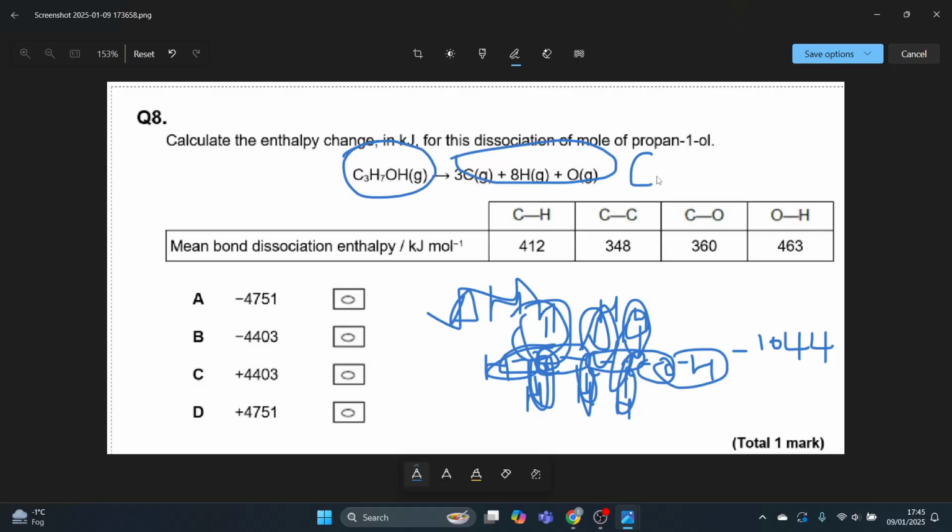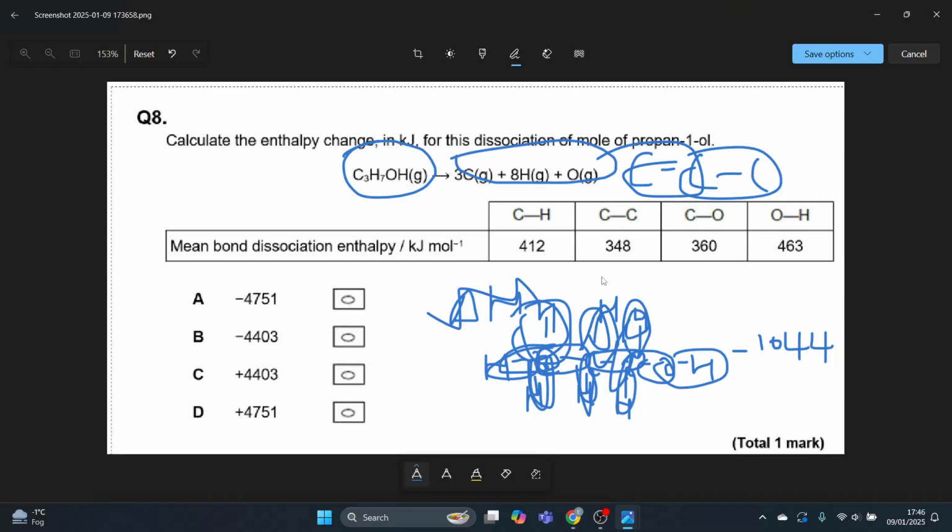Oh yeah, if you've got 3 carbon bonds, it's not going to be 348 times by 3. It's going to be times by 2. Oh my days, now I'm going to have to go through. Okay, so it's going to be 348 times by 2 plus 412 times by 7 plus CO bond 360 plus 463.